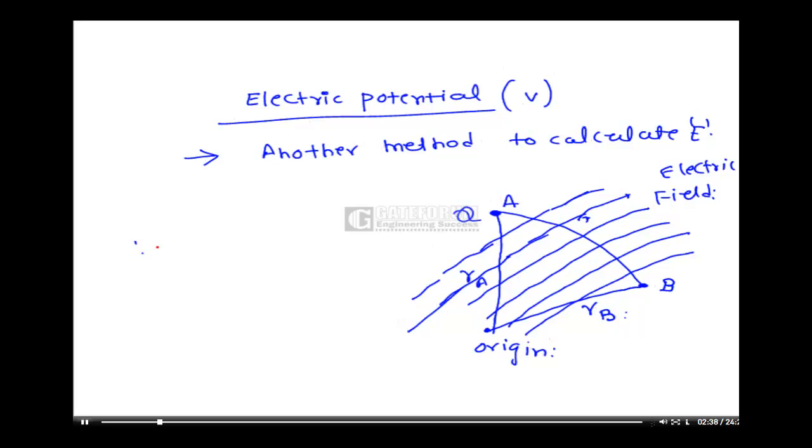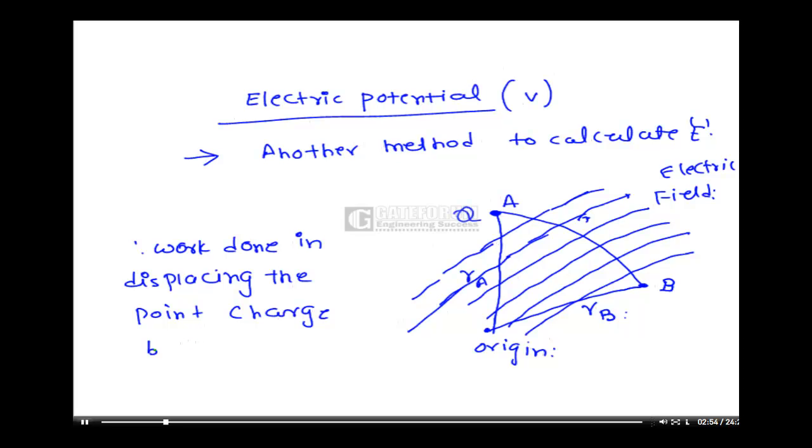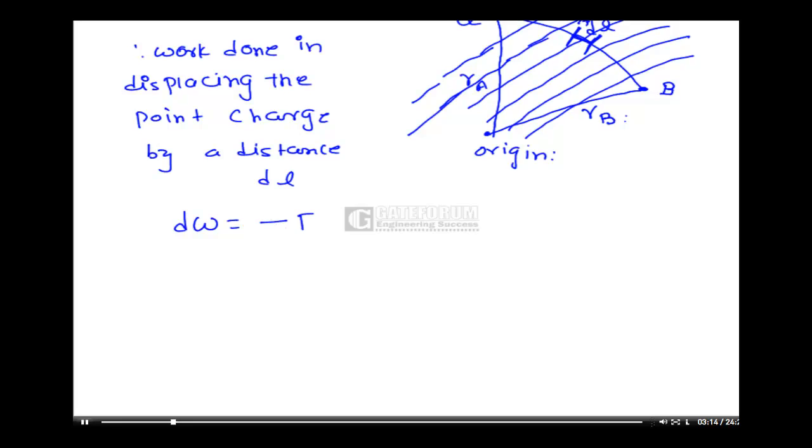So the work done in displacing the point charge by a small distance dl is given by dW equal to minus F dot dl, where F is the force on Q. The force on Q, here the field is the electric field, is F equal to Q times E.